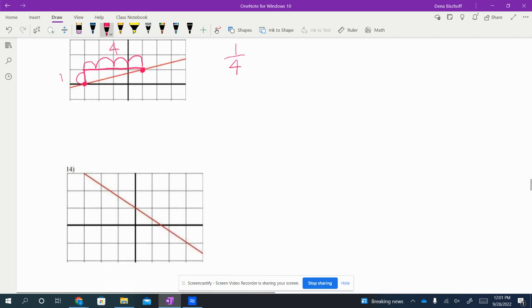Okay. Number 14, positive or negative slope? Negative slope. Let's see, it crosses right here and right here. So negative, I'm going to go down with my rise and then always run to the right. So it looks like I go down 1, 2, and I run 1, 2, 3. So down 2 over 3 makes my slope what? Negative 2/3. Good job.